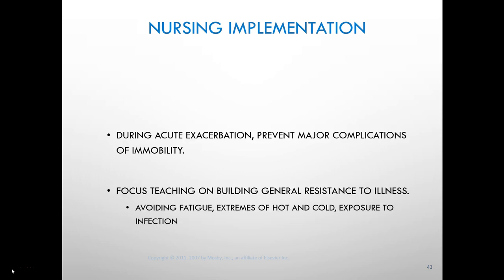Assist the patient with dealing with anxiety and the diagnosis. During acute exacerbation, prevent major complications of immobility. They still need to get up and ambulate, so space out the activity so they can start ambulating. Focus on teaching patients general resistance to the illness. Avoid fatigue and extreme hot and cold exposure. Remember, they have neuropathy in their lower extremities, so they can easily get burned. We need to educate them: when feeling for hot water, use your arm, don't use your leg.